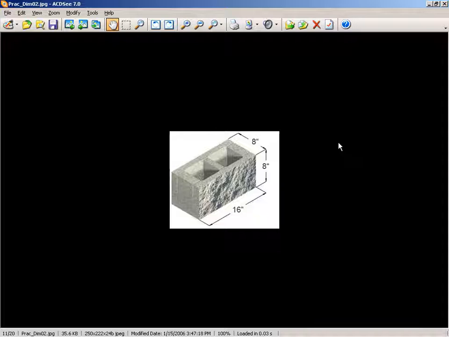Another good reference is concrete block. And these are typically about 8 inches wide, 8 inches tall, and 16 inches long.